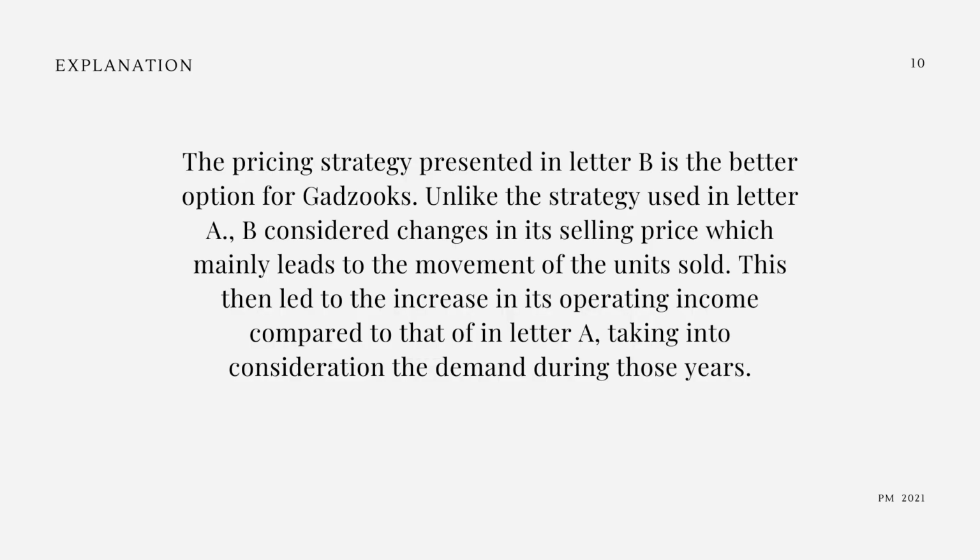Because of this, the pricing strategy presented in letter B is the better option for Gadzooks. Unlike the strategy used in letter A, B considered changes in its selling price, which mainly leads to the movement of the units sold. This then led to the increase in its operating income compared to that in letter A, taking into consideration the demand during those years.